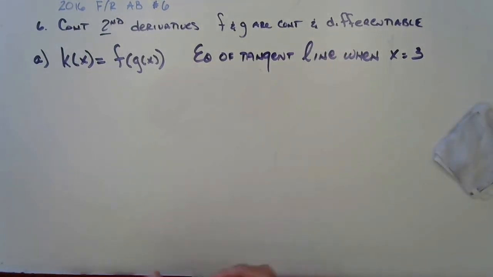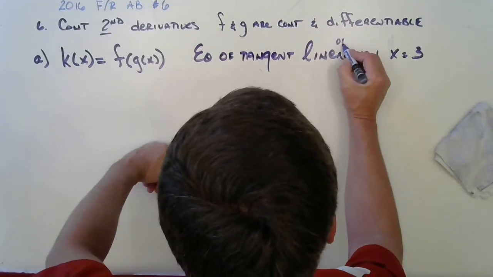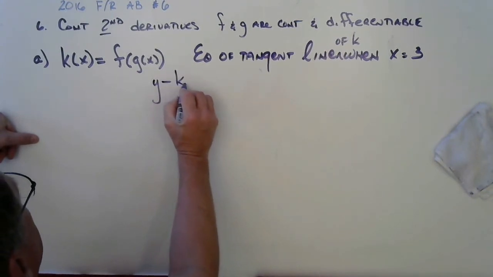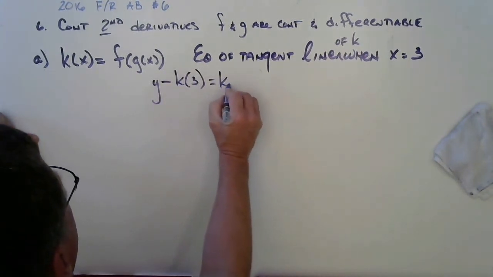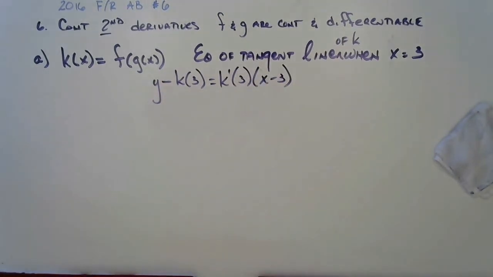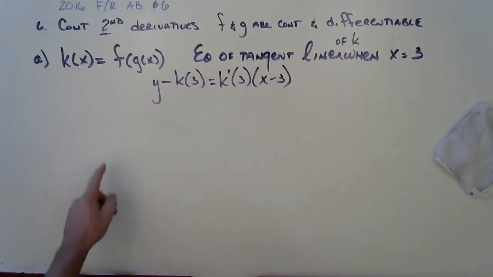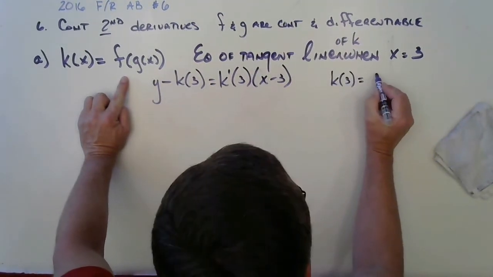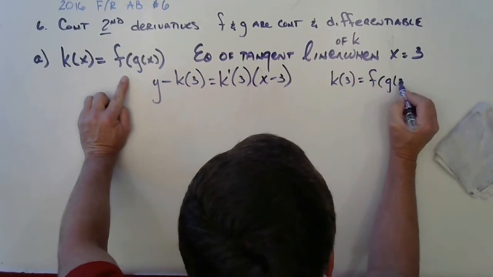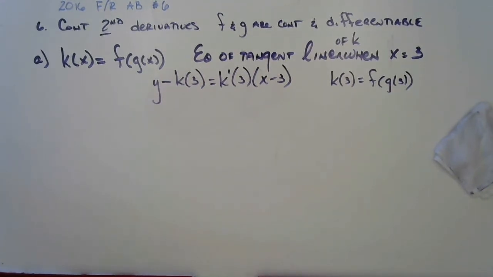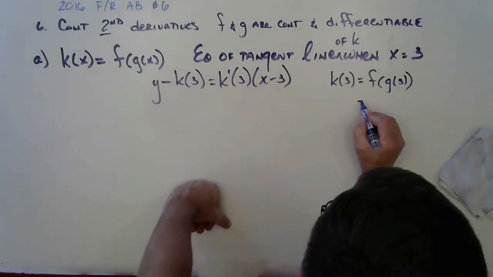They want us to find the equation of the tangent line of k. So the equation of the tangent line of k is y minus k of 3 equals k prime of 3 times x minus 3. Okay. Well, you look up above and you think to yourself, they didn't tell me k. I don't know k of 3. Yes, you do, right here. K of 3 is f of g of 3. And you know from the table that g of 3 is 6. I just looked that up on the table.